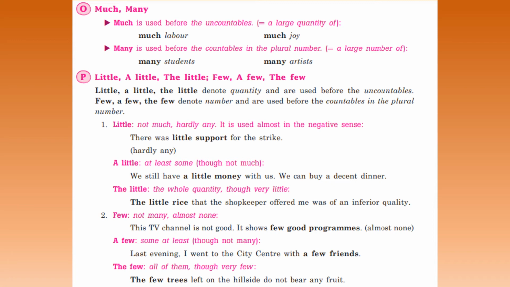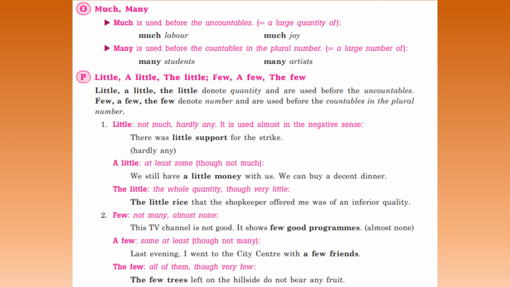Then let's see little, a little, the little, and also few, a few, and the few. Little, a little, the little denote quantity and are used before the uncountables. Few, a few, the few denote number and are used before the countables in the plural number. Little, not much, hardly any, is used almost in the negative sense, like there was little support for the strike, means hardly any, very less.